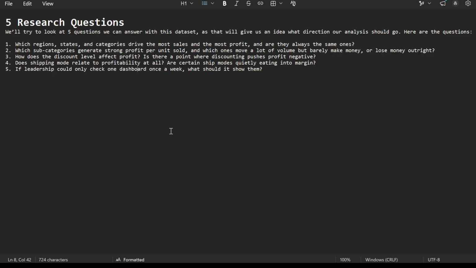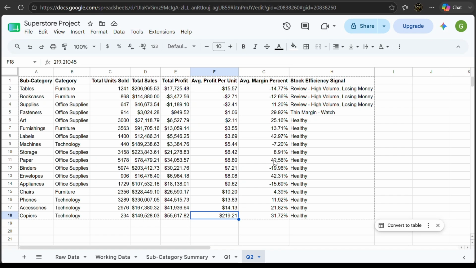And then the second question is, which ones move a lot of volume but barely make money? Ones that move a lot of volume but barely make money are the ones, for example, the one with thin margin here. For the case of thin margin, we can see that we had what? 914 units sold, but then you barely made profit of $1 per unit, right?